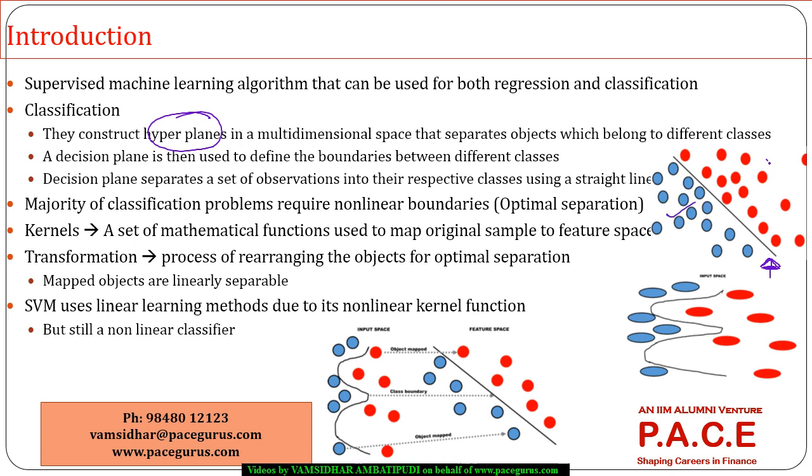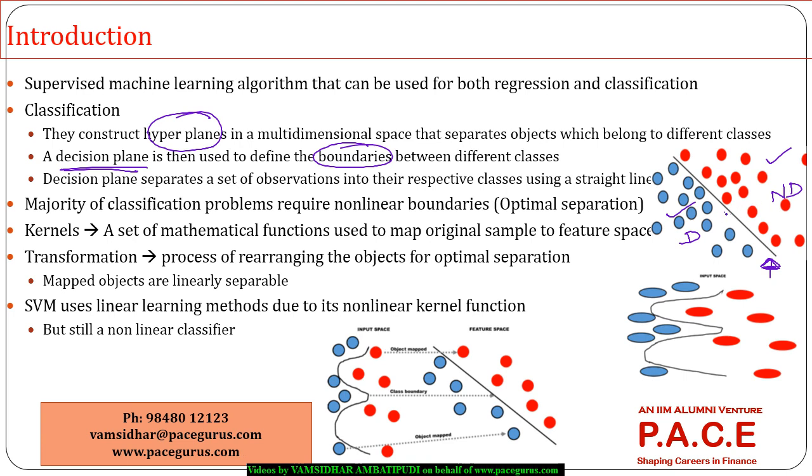So there is a hyperplane in a multi-dimensional space that is separating the blues from the reds, because blue belongs to a set of defaulters, or whatever, and red belongs to a set of non-defaulters. I'm trying to separate these two groups of people by drawing a hyperplane between them. Once that hyperplane is created, we are looking at a decision plane, and whatever equation is associated with it is used to define the boundaries.